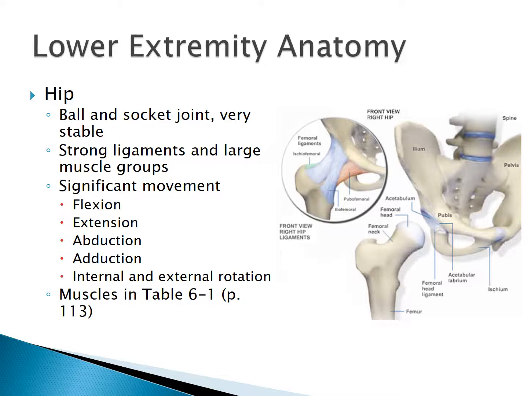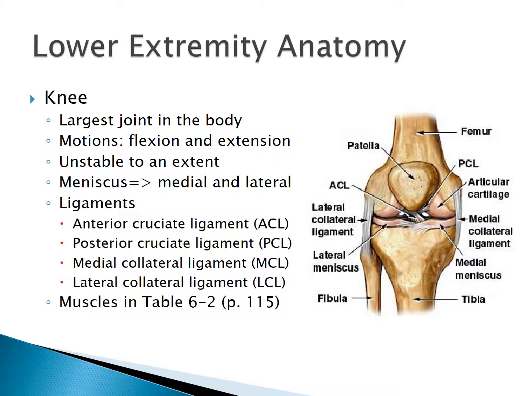The muscles of the hip allow for movements of flexion, extension, abduction, adduction, and internal and external rotation. The knee is the largest joint in the body and represents two specific articulations, the tibiofemoral articulation and the patellofemoral articulation. The bones that make up the knee joint include the patella, femur, tibia, and fibula.